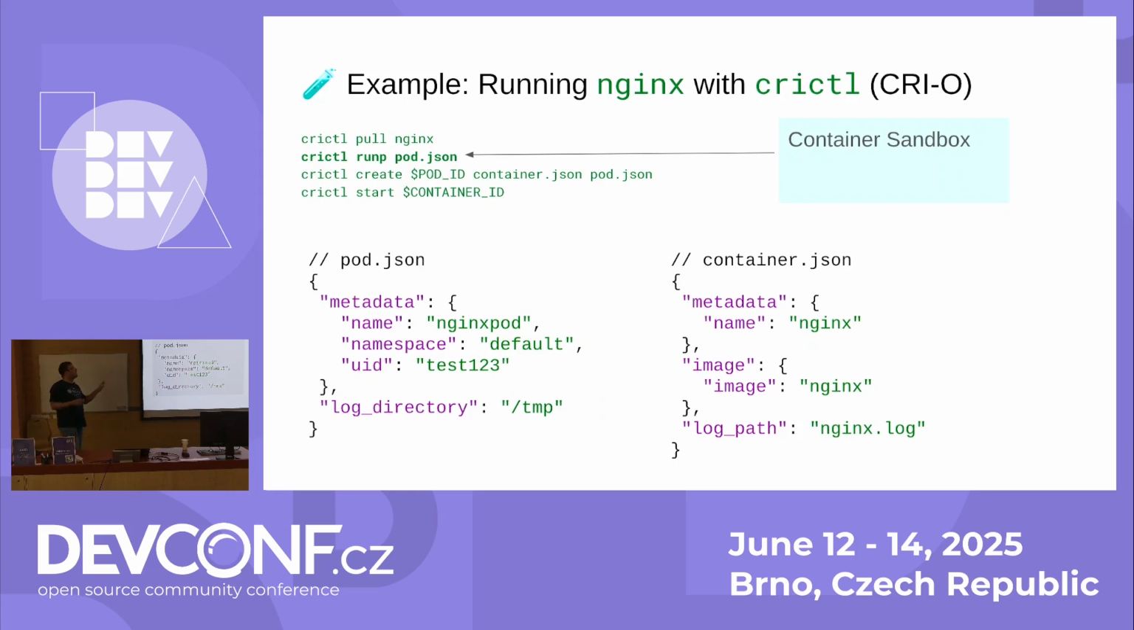So here I brought you an example of CRI-O, which is one of the container engine implementations. It's very popular in the Kubernetes world. So using CRI-O, you can see that you have only one command to run. It's responsible for pulling the image. So basically, the container engine is responsible for managing the container registry, pulling and pushing.